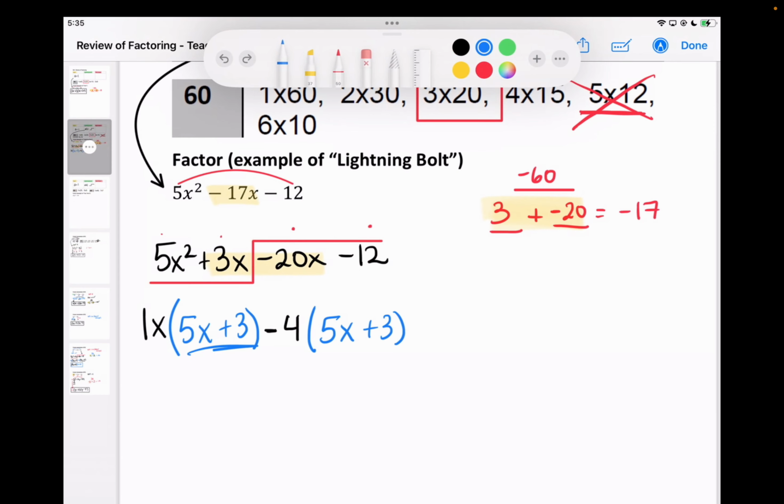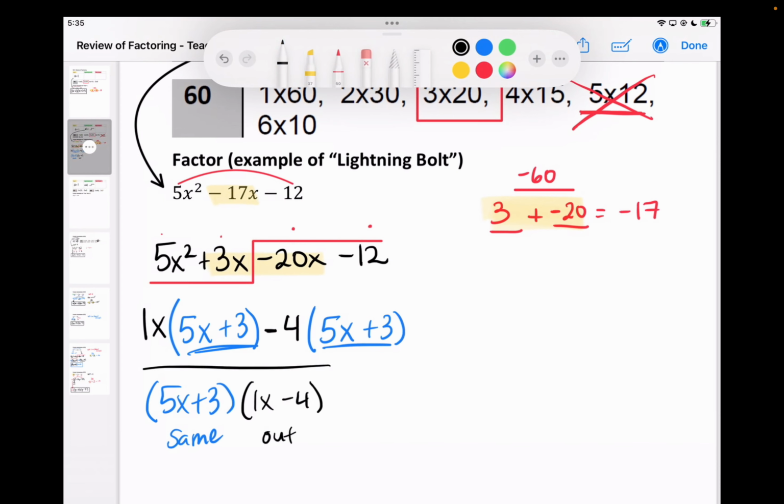Okay, you'll notice these are the same. So now we're finally at the final step. So whatever was the same, you just write down once. And then whatever was on the outside, you factor out, and that's your other expression. So those two expressions are your answers. Okay.